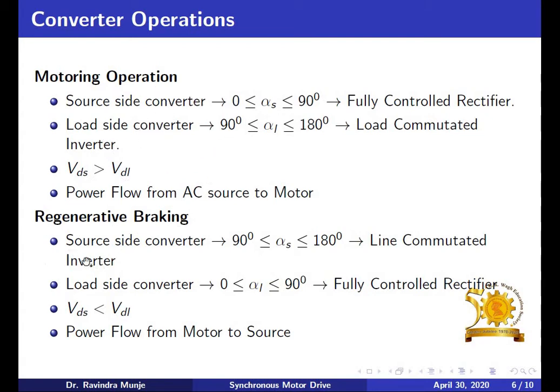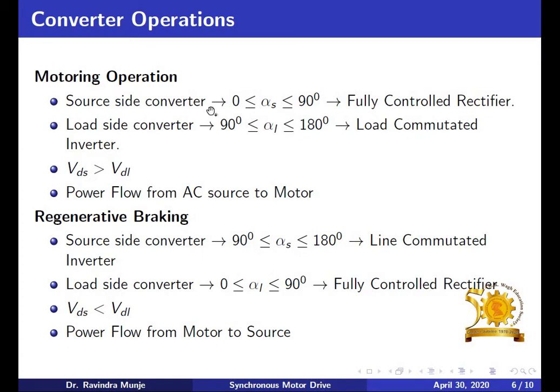For regenerative braking, source side converter should operate with the firing angle alpha S in the range of 90 degree to 180 degree, and it acts as a line commuted inverter. Whereas load side converter should operate with the firing angle alpha L in the range of 0 to 90 degree, that is fully controlled rectifier. In that case, VDS is less than VDL, and power flow is from motor to source.